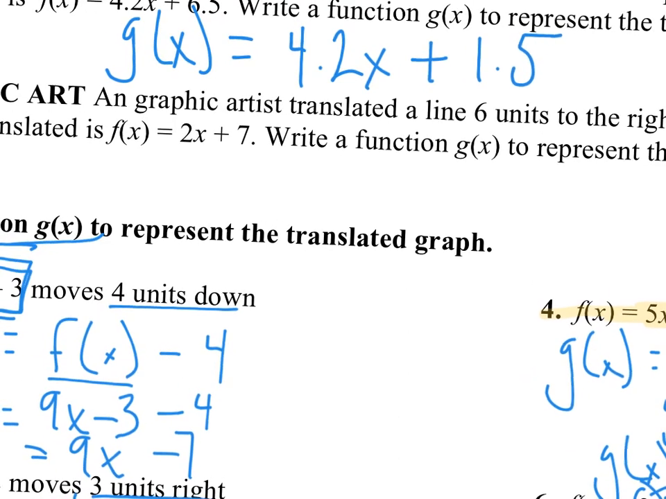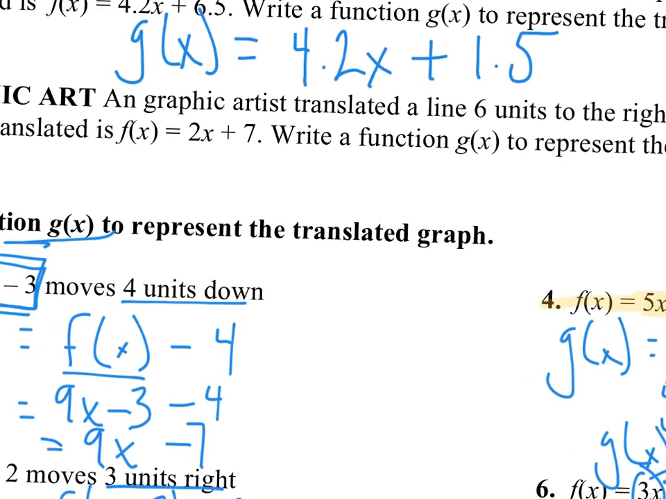All right, number 2, let's solve this one. I don't really have a lot of room here, so I have to write small. Okay, g of x will equal our f of x function, right? But we're changing the input to 6 units to the right. So it's going to move 6 units to the right, which is really a minus 6.